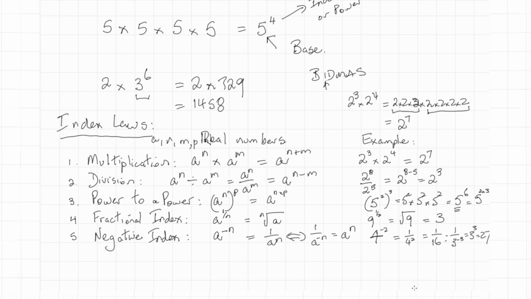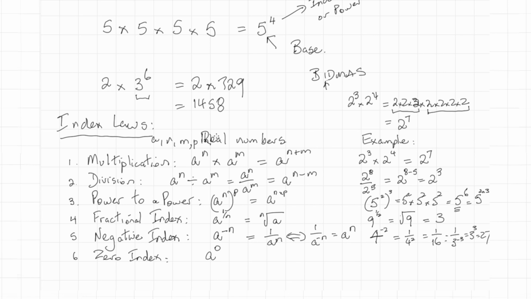Number 6, and that's the 0 index. And if you have a to the 0, we needed to come up with some explanation as to what happens when we've got anything, a is just a real number, so it could be a fraction, a decimal. What happens if we raise that to the power of 0? And that is equal to 1.